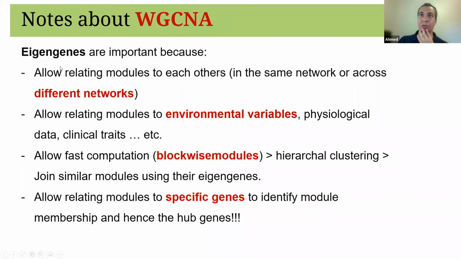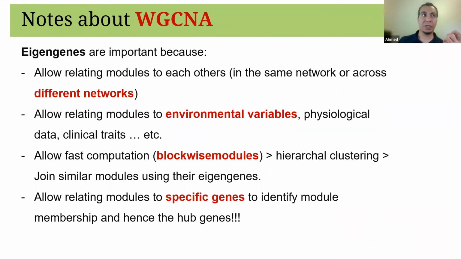Okay, we already talked about this. So we already said that the eigengenes, or eigenvectors, are important because they allow you to relate modules to each other in the same network or across different networks. This becomes important if you have multiple data sets. You have metagenomes, metatranscriptomes, and metaproteomes, and you build a network out of each of these. You can actually link the modules to each other using the eigengenes: how the module of covariation at the gene level is related to the covariation at the transcript level and the protein level. And that is a whole set of interesting things that can come out of this.